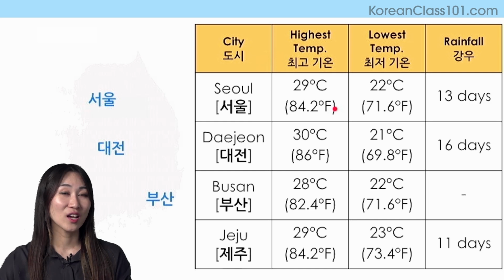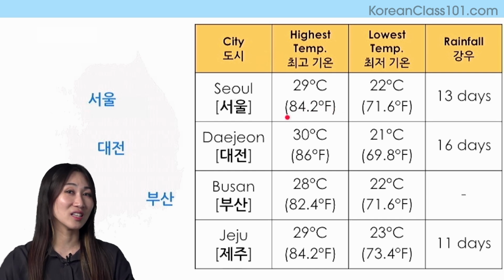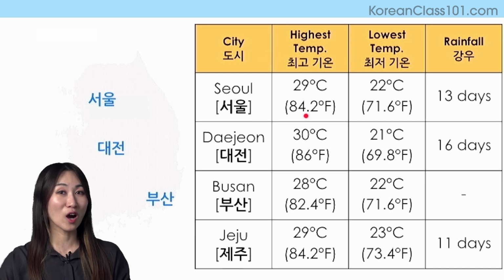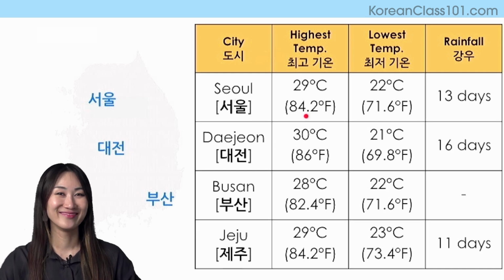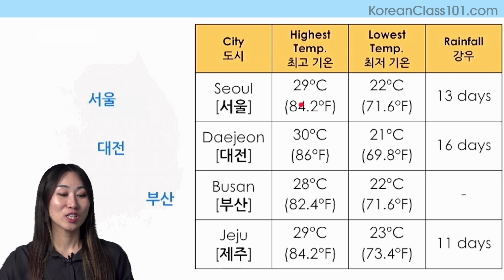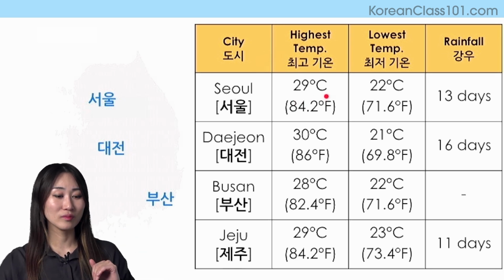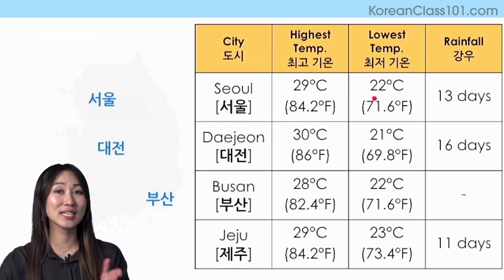If you say, oh, it's like 80 degrees, then Korean people are like, wow, it's extreme. So be careful. So it's 29 degrees and it's the highest temperature. And the lowest temperature is 22 degrees. So, well, it's pretty hot.